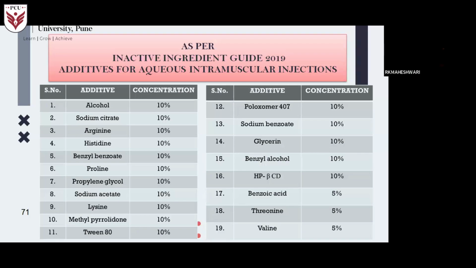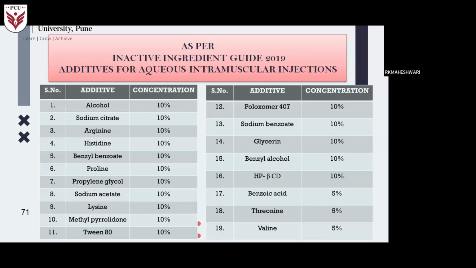But today I will tell you that pharmaceutical manufacturers can make innumerable safe solvent systems using the solubilizing power of additives which are employed to make aqueous intramuscular injection. Innumerable, I am saying the word. For example, if you make one solvent system using ethanol 10%, sodium citrate 10%, arginine 10%, items 1, 2, 3, 10% each, a 30% solution is ready. This is one solvent system. If you replace arginine by histidine, another solvent system is ready.